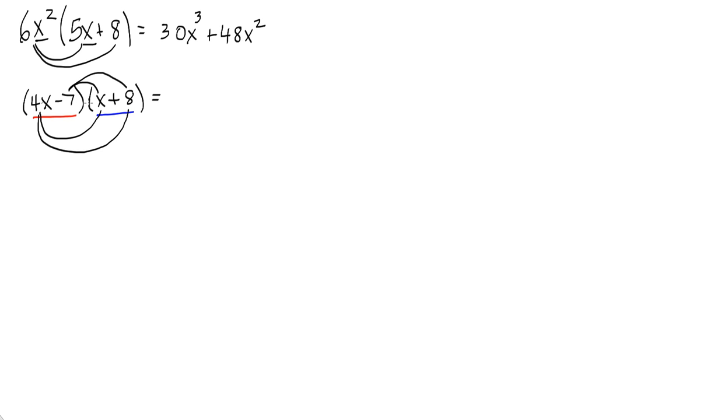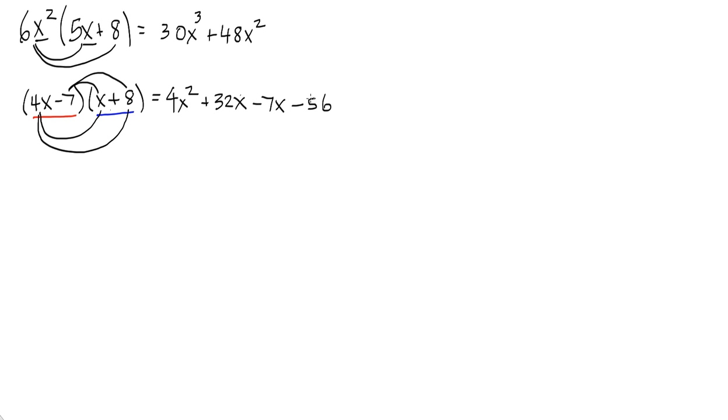So let's do that. 4x times x. 4 times 1, there's a 1 in front of that x, is 4. And then using our product of powers, 1 plus 1 is 2. Outside, 4x times 8 is 32x. Inside, negative 7 times x, negative 7x. And last, negative 7 times 8 is negative 56.